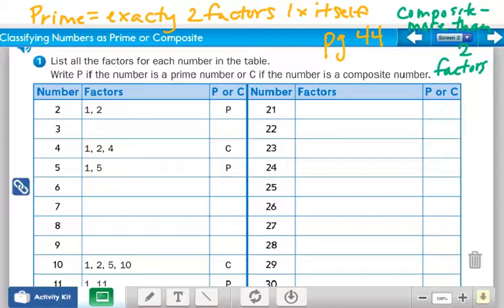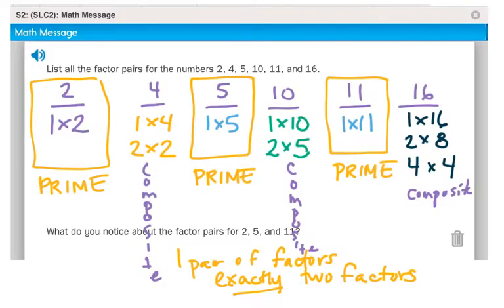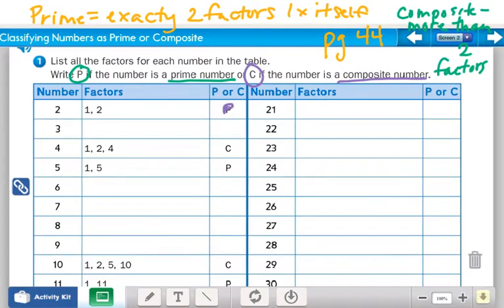They've done some of these for us. Number 1 says, list all the factors for each number in the table. Write P if the number is a prime number, or C if the number is composite. So they did number 2 for us. These are the ones that we did on the previous page. It had exactly two factors, so we put the letter P. We also worked on 4. 4 had more than two factors, so therefore it's composite, and I put a C. We also did 5, 10, and 11.